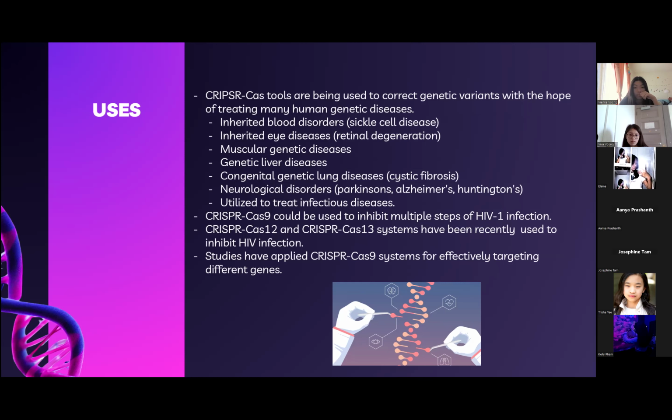CRISPR systems have been utilized to treat infectious diseases such as viral infections like HIV, hepatitis virus infections, and more. CRISPR-Cas12 and CRISPR-Cas13 systems have been recently used to inhibit HIV infection. Studies have applied CRISPR-Cas systems for effectively targeting different genes and have managed to prove the potential treatment ability for initiation or progression of lung cancer, breast cancer, and many more.